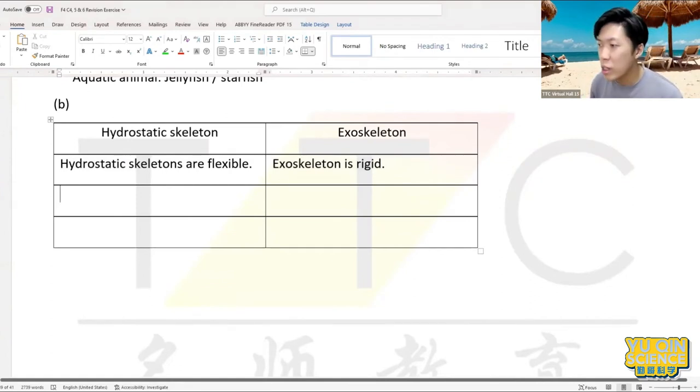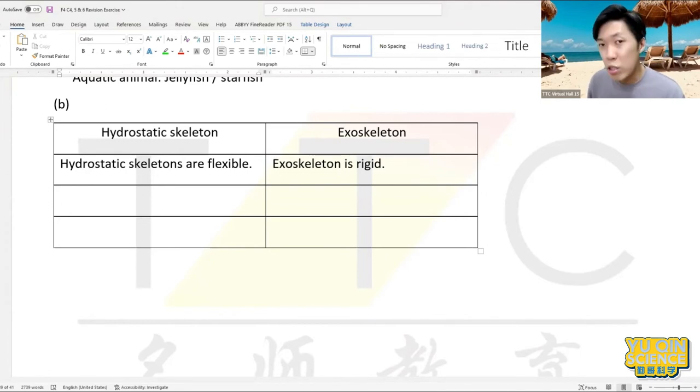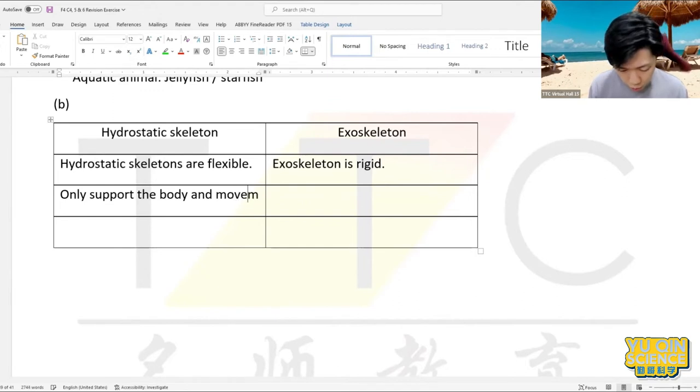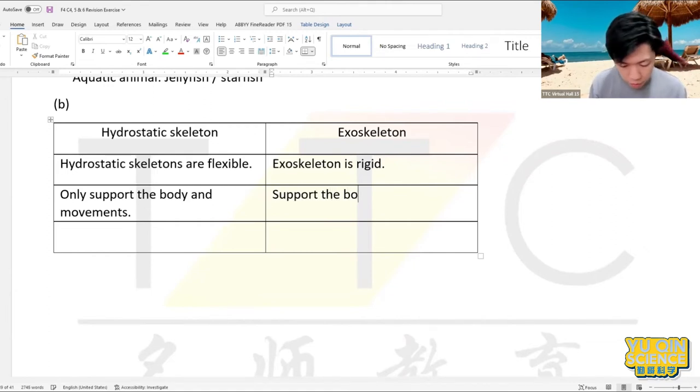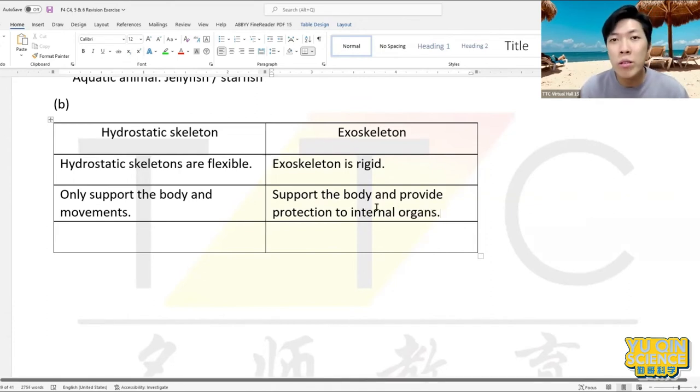Hydrostatic skeleton actually, because it's soft, doesn't really protect your internal stuff, right? So for soft animals like earthworms, there's no protection on their internal organs. Okay, so therefore I think this one we say only supports the body and movements. Okay, but for this one, supports the body and provides protection to internal organs. That means I'm trying to say one does not provide protection to internal organs. Okay, then the other one actually provides protection to internal organs.